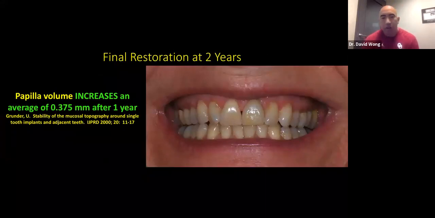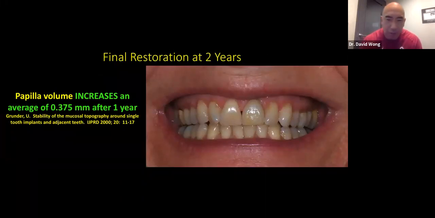In 2 years, the papilla fills in back to pre-op levels, and I'll show you that. Papilla volume increases an average of 0.375 millimeters after 1 year. This is a very classic paper from Dr. Uli Grunder, something that you'll see quoted quite often.